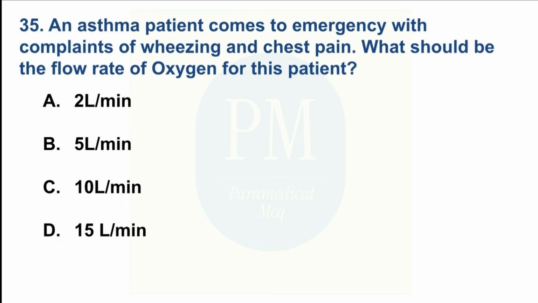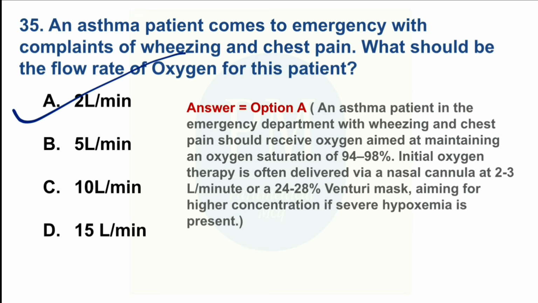An asthma patient comes to emergency with complaints of wheezing and chest pain. What should be the flow rate of oxygen for this patient? Option A, 2 liter per minute. Option B, 5 liter per minute. Option C, 10 liter per minute. Option D, 15 liter per minute. The correct option is option A, 2 liter per minute.